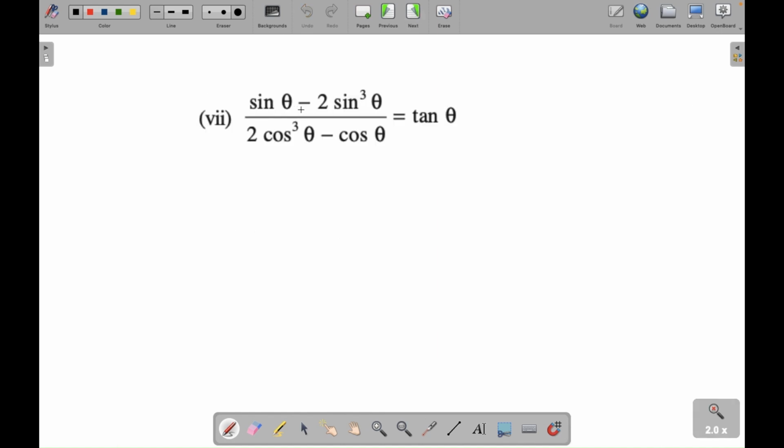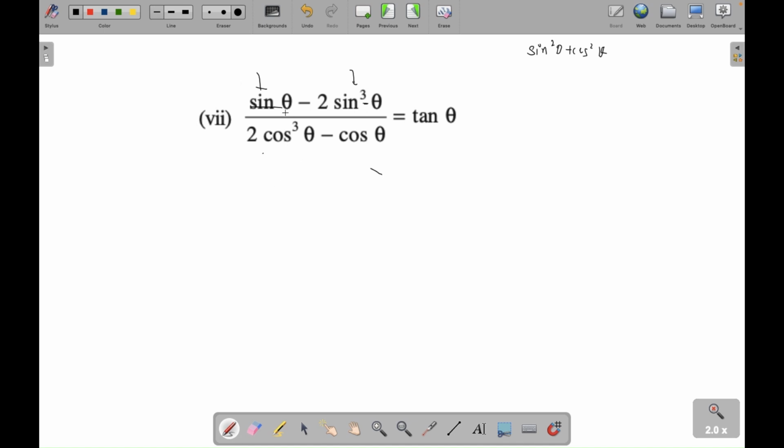Sine theta minus 2 sine cube theta upon 2 cos cube theta minus cos theta is equal to tan theta. So see, this is sine theta and this is sine theta, this is cos theta and this is cos theta. So there is no further room for simplification. We just have to solve from what is given. And you know that we only have the identity for sine square theta plus cos square theta. But here what are we given? We are given sine theta and sine cube theta.